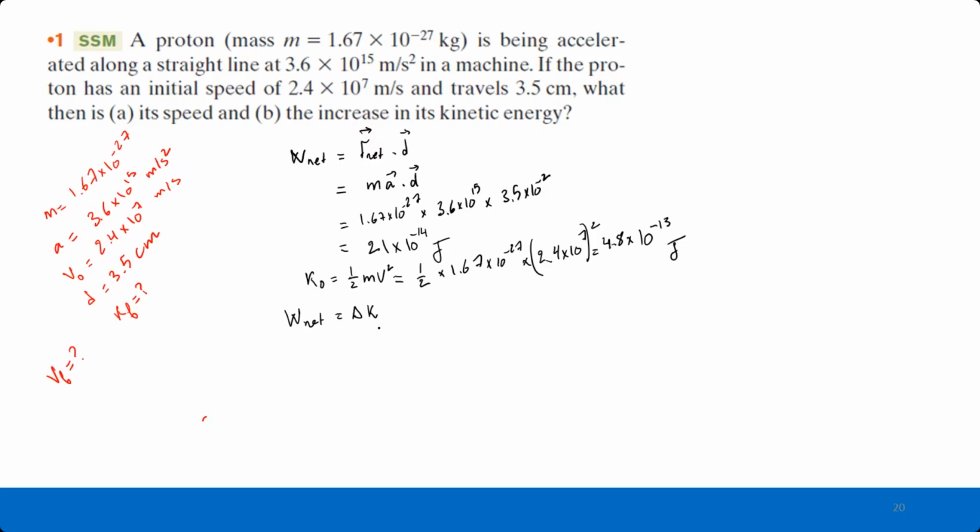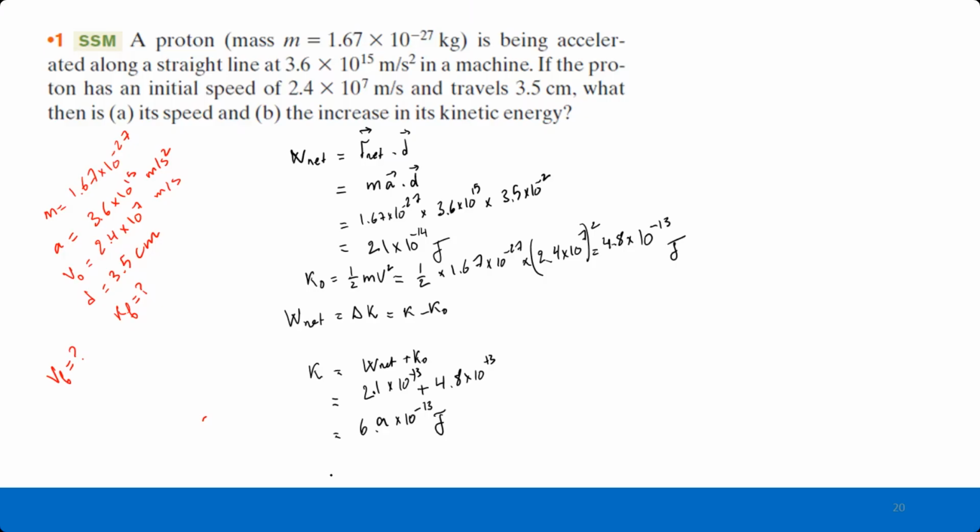So now I'll just rearrange. Delta K is K minus K0. What I want is to solve for K. So K is going to be W net plus K0, which is 2.1 times 10 power minus 14 plus 4.8 times 10 power minus 13. This is equal to 6.9 times 10 power minus 13 joules. This is the final kinetic energy.